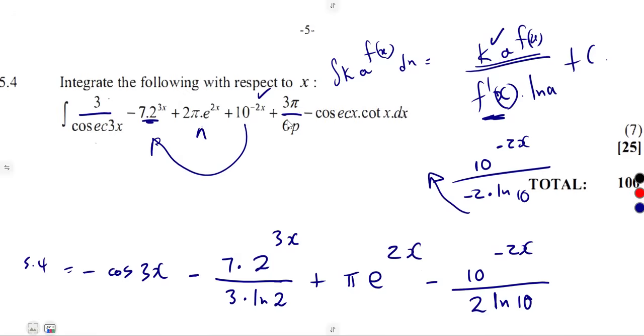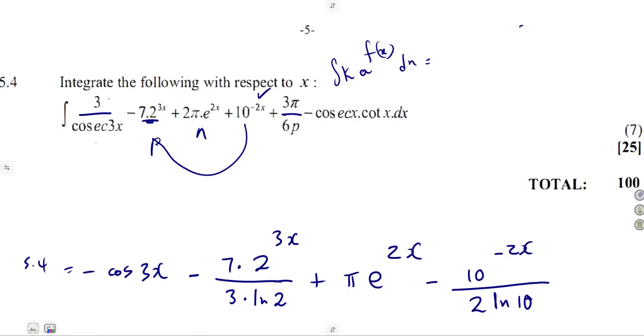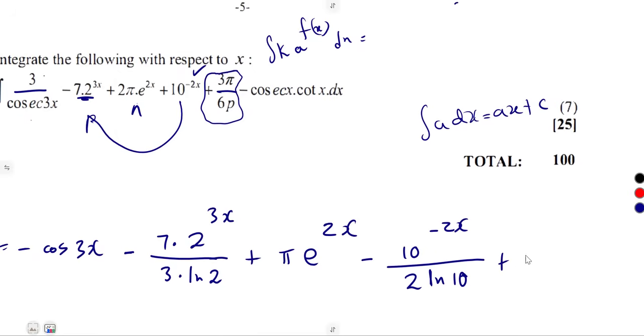There, we are just given this as it is, and there is no x. So remember, if you integrate a constant, guys, you just put x in your answer, okay? It's just like the integral of a with respect to x. It will be ax. So here there is no x on this whole part. So it's a constant. You're just going to take that constant and multiply it by x. 3 pi over 6p times x.